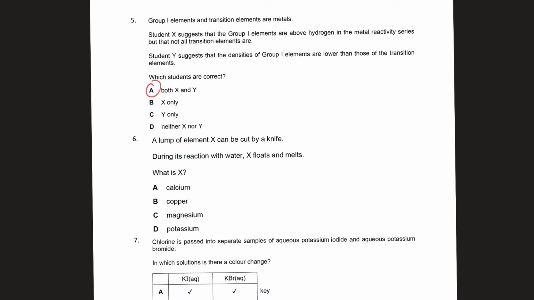A lump of element X can be cut by a knife, so it is most likely a group 1 metal. During the reaction with water, it floats, which means it is a group 1 metal, and it melts because the reaction is exothermic and it has a low melting point. What is X? Potassium. That's the only group 1 metal here.